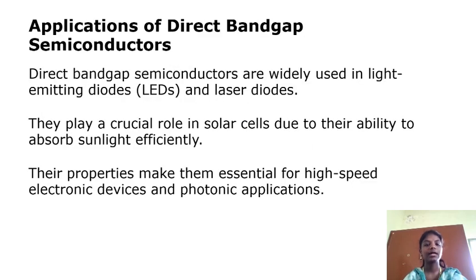Applications of direct bandgap semiconductors. Direct bandgap semiconductors are widely used in light emitting diodes and laser diodes. They play a crucial role in solar cells due to their ability to absorb sunlight efficiently. Their properties make them essential for high speed electronic devices and photonic applications.